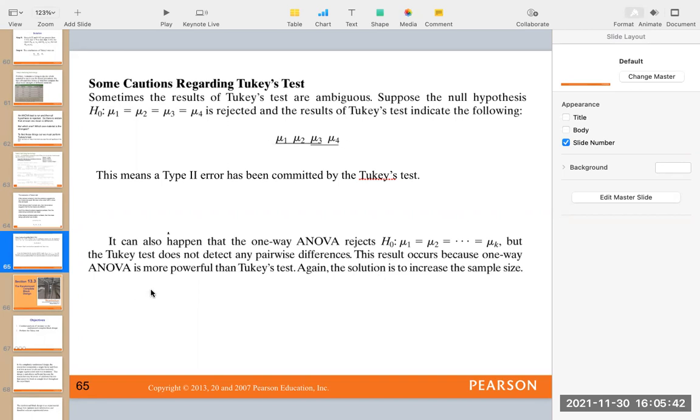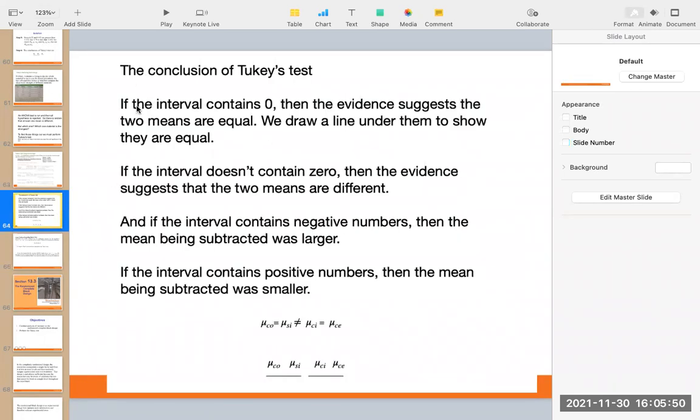Let me go back up one screen, and I'm going to summarize how you interpret the data. Basically, if the interval contains 0, you look at the 2 means that are being subtracted. If the interval contains 0, then the strong evidence suggests, at least, that the 2 means are equal. And we usually draw a line under them to show that they're equal. If the interval does not contain 0, then the evidence suggests the 2 means are different.